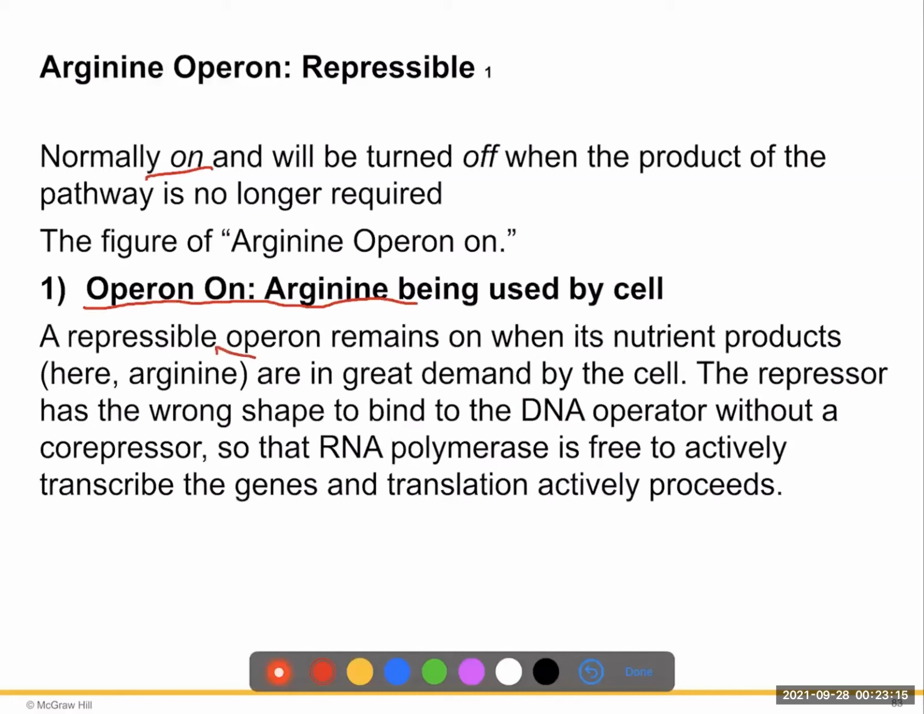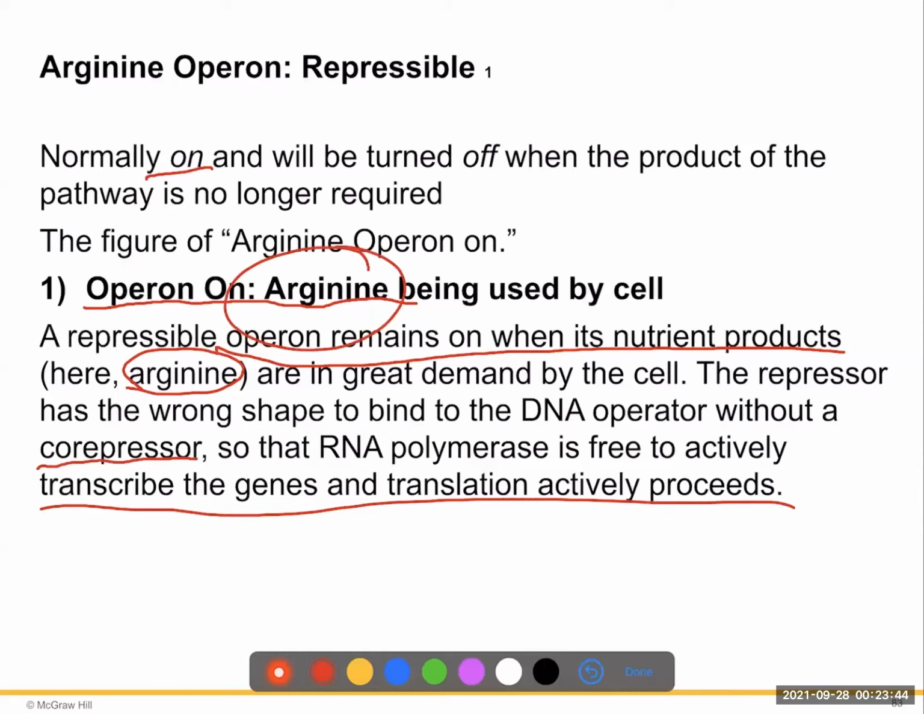The repressible operon remains on when its nutrient products, arginine in this case, are in demand by the cell. The repressor has the wrong shape to bind the DNA without its co-repressor. The co-repressor is the arginine. Once it makes enough arginine, the arginine acts as a co-repressor and shuts the gene off. So RNA polymerase is free to actively transcribe the gene, and translation actively proceeds until the levels of arginine build up. Then arginine is the co-repressor that binds to the repressor and stops the process.